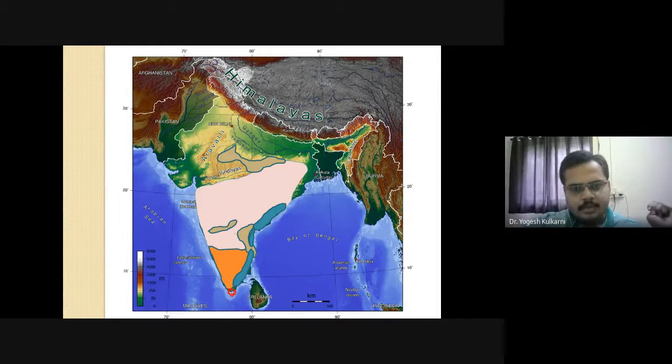Okay. So these are the Proterozoic sedimentary rocks. Which rocks are present? Dominantly sandstone, then shale, limestone. Okay, sandstone, shale, limestone. These are the dominant rocks in these Proterozoic basins.